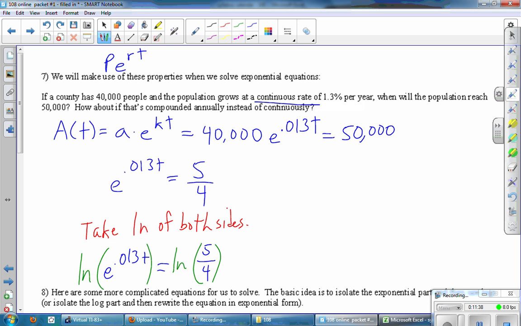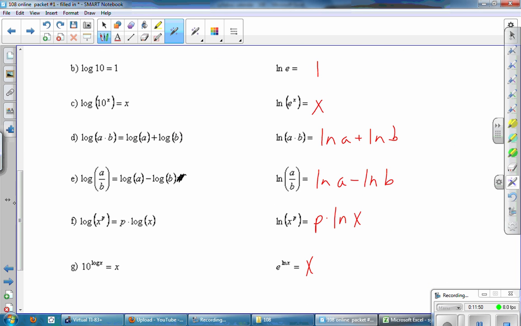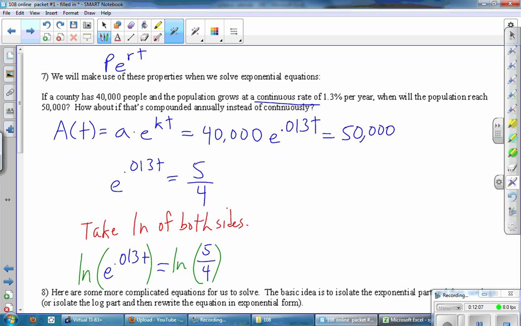So let's go back. We're going to make use of what I said was the most important property of logs right now. This says ln of e to something. Let's go back a page and see if we can find a property that says ln of e to something. Here it is, ln of e to the x. ln of e to anything is equal to just whatever's up there. In a very real sense, ln and e cancel when they're right next to each other like this. You just get the power. So here, ln and e cancel. I'm going to cross them off. And the left-hand side just becomes 0.013t, much easier.